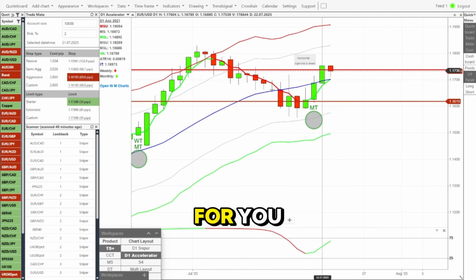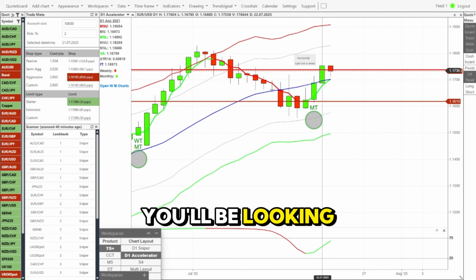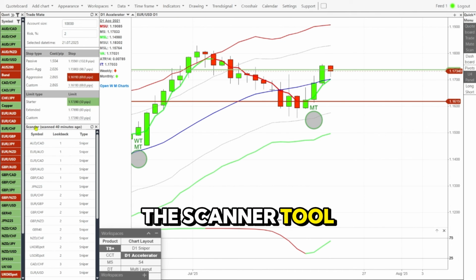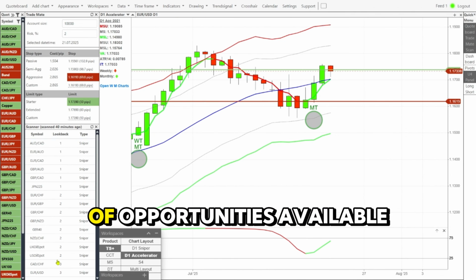To put this into context for you, 50 pips in a day. If you're trading at £1 per pip, a beginner trading size account, you're looking at 50 quid in your back pocket. If you're trading at £3 per pip, it's £150. If you're trading at £5 per pip, which isn't a crazy size, you'll be looking at £250 from one single trade. And as you can see on the scanner tool, on an average day, we have plenty of opportunities available.